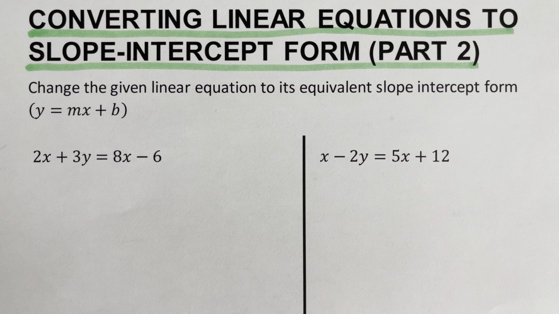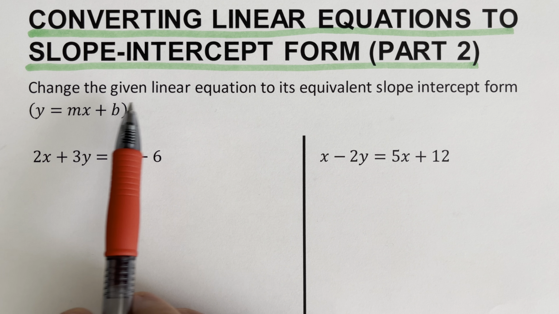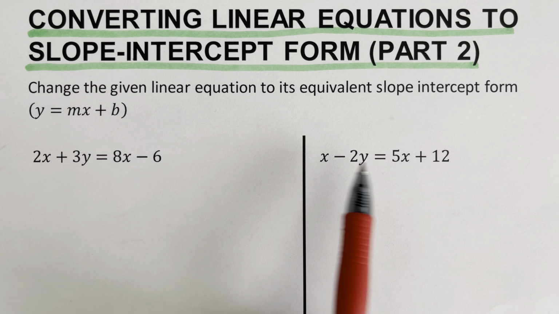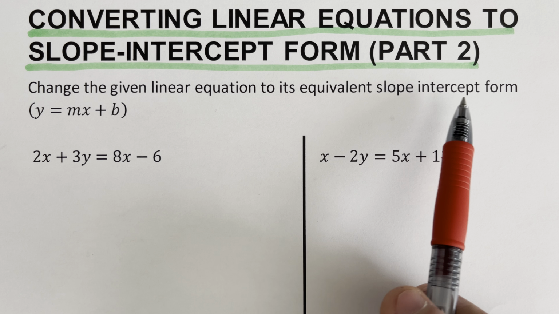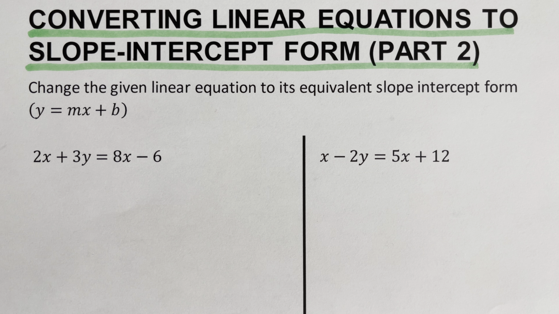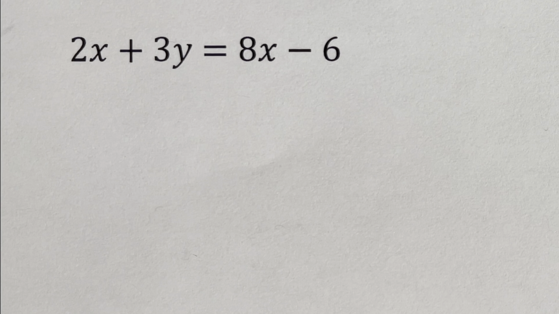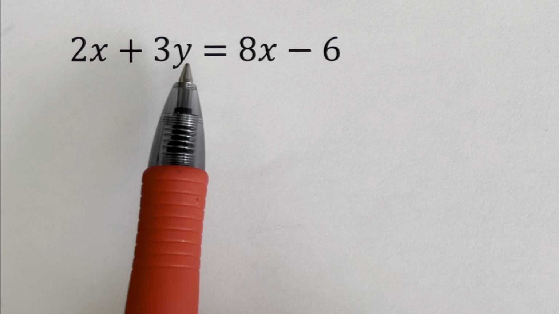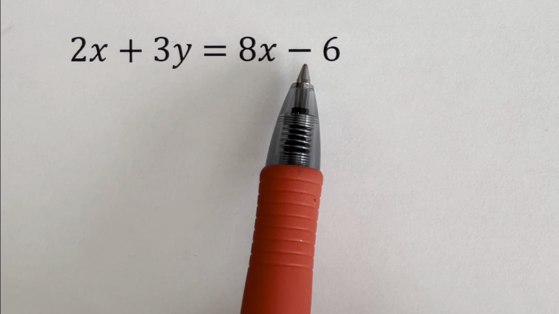Now, in this example that we have here, we are asked to change the given linear equation, so these two right here, to its equivalent slope-intercept form, and that is y equals mx plus b. Let's start this first example right here. So we're given 2x plus 3y equals 8x minus 6.